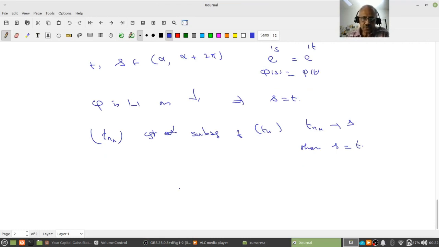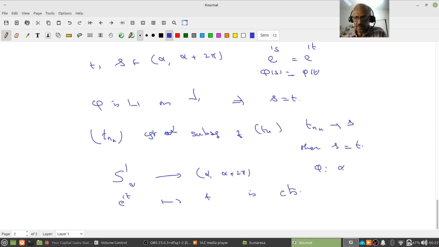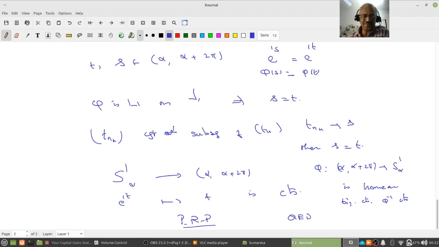Okay. So we have shown that the map from S1 alpha to (alpha, alpha plus 2 pi), going to t, is continuous, and we got the map phi from (alpha, alpha plus 2 pi) to S1 alpha is a homeomorphism, or if you don't like that, a bijection, continuous, and phi inverse is also continuous. So we have proved the result. Okay, go through the proof. I'm sure all of you will love this proof. You may not have seen how the Bolzano-Weierstrass theorem can be used in such a subtle way.